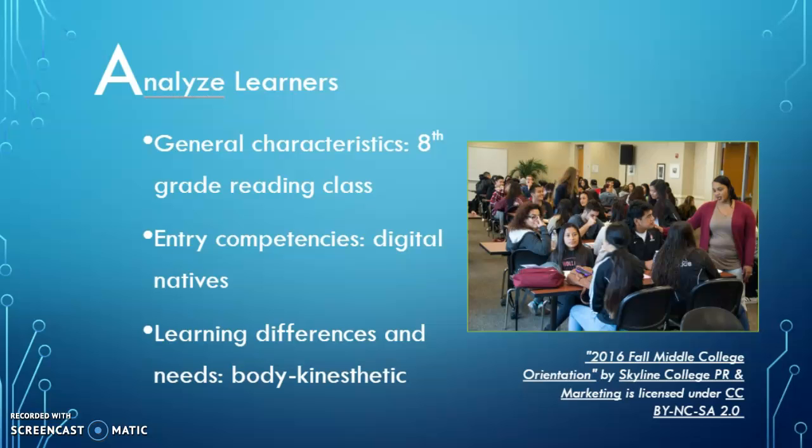For the first part of Assure, we analyzed our learners. According to Smaldino et al., the key areas to consider during learner analysis include the general characteristics of learners, specific entry competencies, and their learning differences and needs. For this lesson, the students are in 8th grade, about ages 12 to 13. They do frequently use the internet and are comfortable with the use of computers and tablets, and they also have a basic understanding of copyright and the related vocabulary. This isn't the first time they've heard of these things.